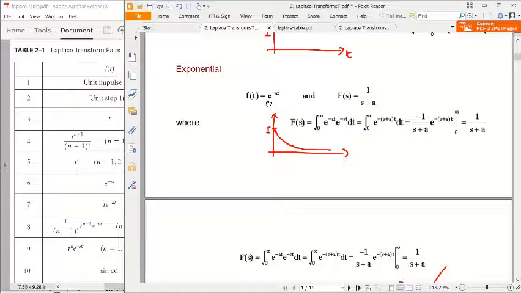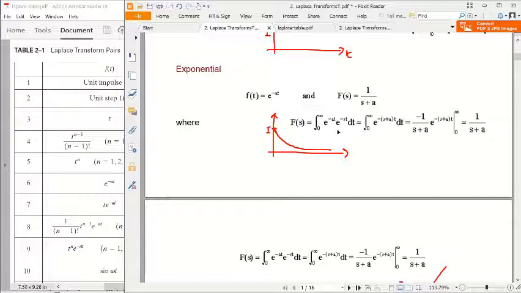Okay, exponential function. Let's say you have this exponential function. Because the power here is negative, instead of going up, it's going down like this. It's a decay function, because when you substitute t equal to 0, this value equals 1. So it starts at 1, and as the value of t increases, the value becomes smaller and smaller until it saturates somewhere near infinity, which is very close to 0.